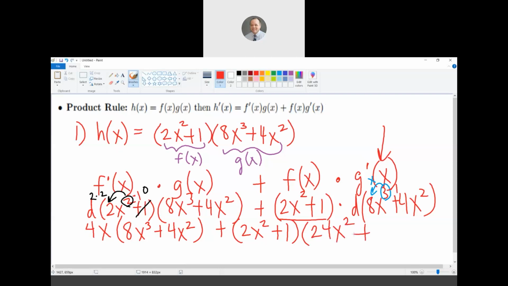And then the derivative of 4x squared, when you use the power rule, we'll move the 2 to the front and multiply it by that 4. And that gives you 8. And you subtract 1 from the original exponent, that gives you just x. Now, unless directed otherwise, you can leave your answer in this type of form.